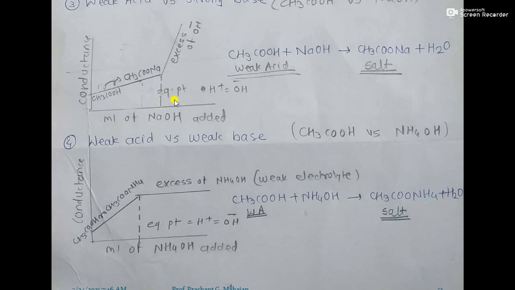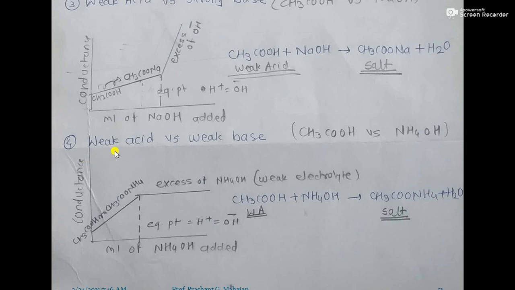At the equivalence point, H+ is equal to OH− again. Then excess base is added, but the base is a strong base. That's why the conductivity increases sharply. That means excess OH−. But remember, this base is strong. So that is your third titration, weak acid versus strong base.